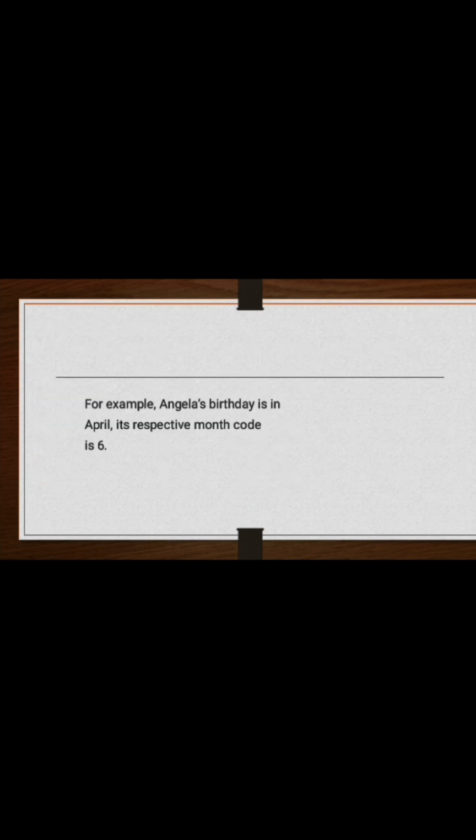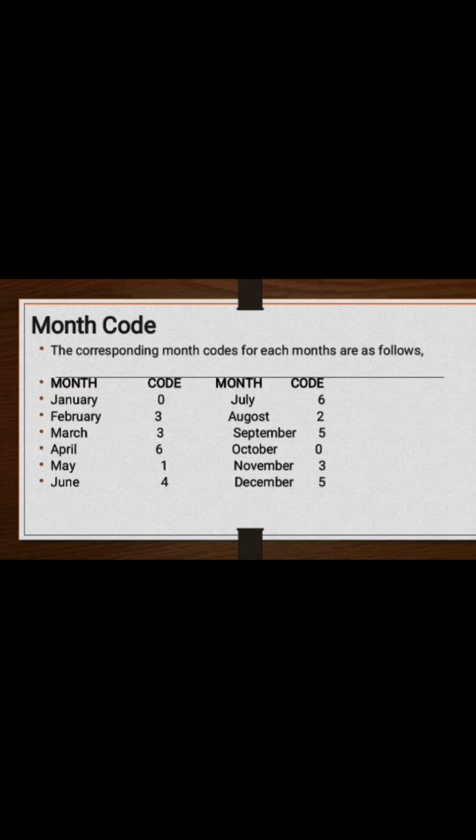For example, Angela's birthday is in April. Its respective month code is 6, wherein April has a code 6.